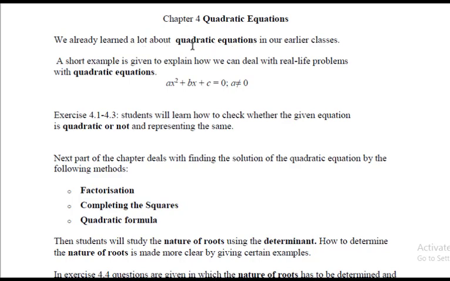So basically, what is a quadratic equation? Ax square plus bx plus c equal to 0, where a is not equal to 0. This is the basic mathematical form of a quadratic equation. This is a short example. You are going to deal with a lot of problems in the coming days.